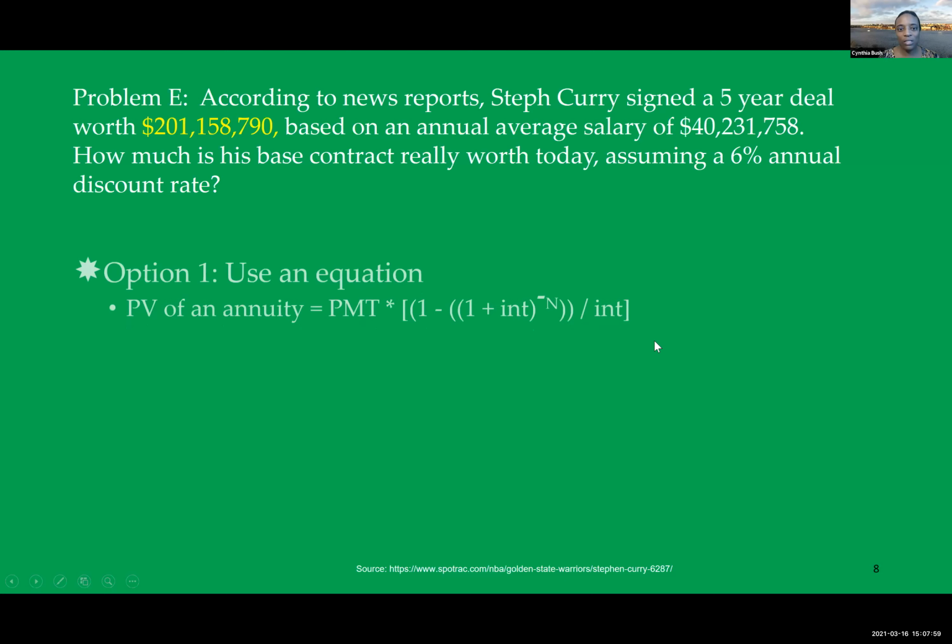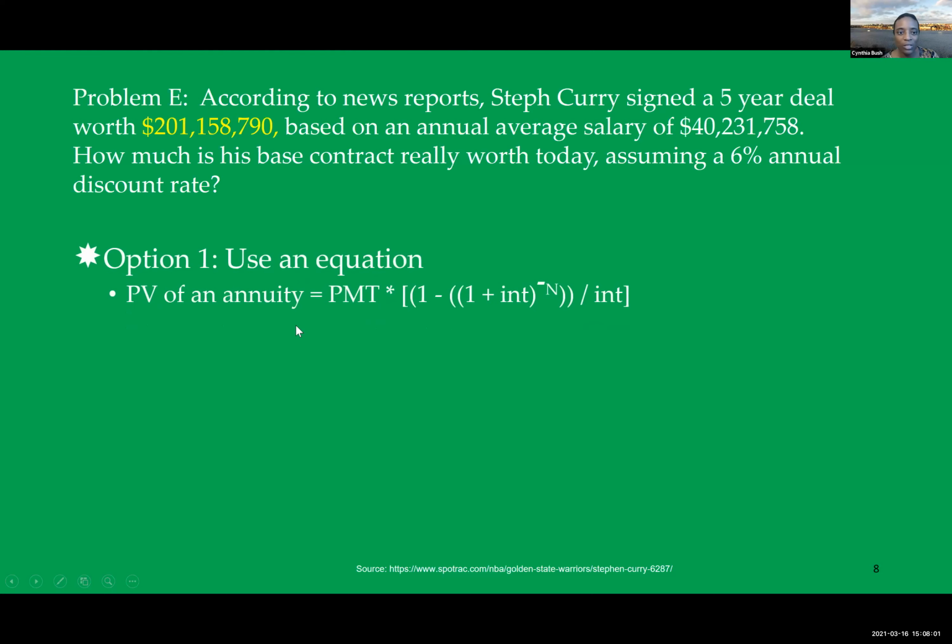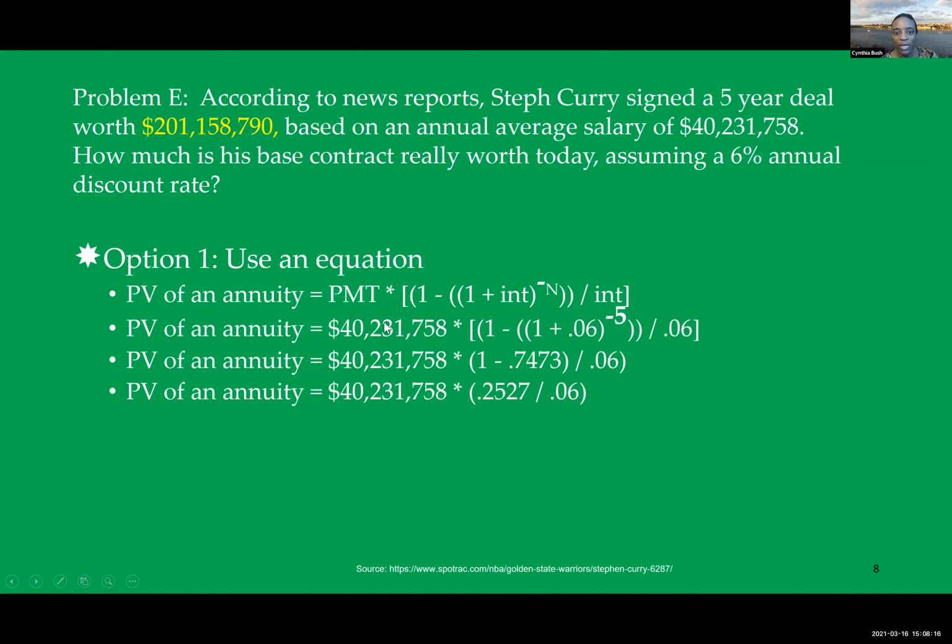All right, so let's take a look. I'll do the equation first. So we're going to use the equation present value of an annuity because his average salary is an annuity. I'm not talking about bonuses and stuff. I'm just looking at his base salary. So we're going to plug in the numbers that we know. The payment amount is the amount he's getting every year. Notice it doesn't change. So that's why it's an annuity. Same amount received at the same time every year for 5 years.